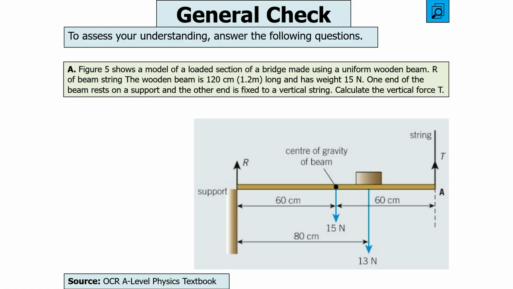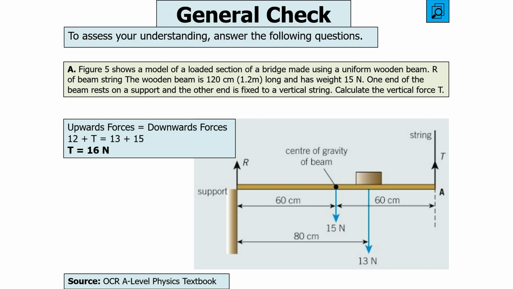With that same idea, calculate the vertical force T. Once again, we know upwards forces equals downwards forces. So we can say upwards is 12 plus T is equal to the downwards, 13 plus 15. So therefore T will equal 16 newtons.